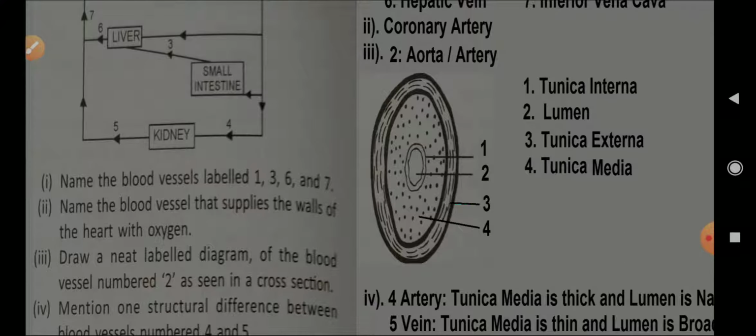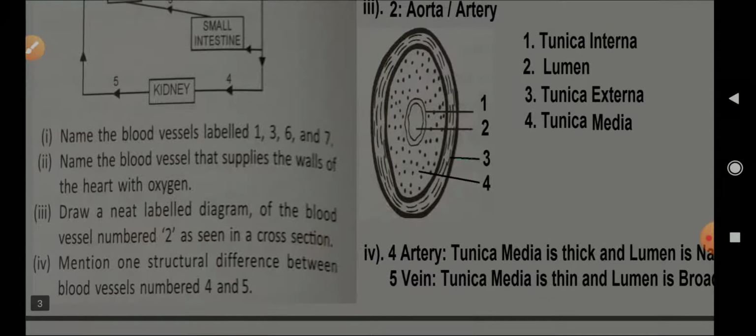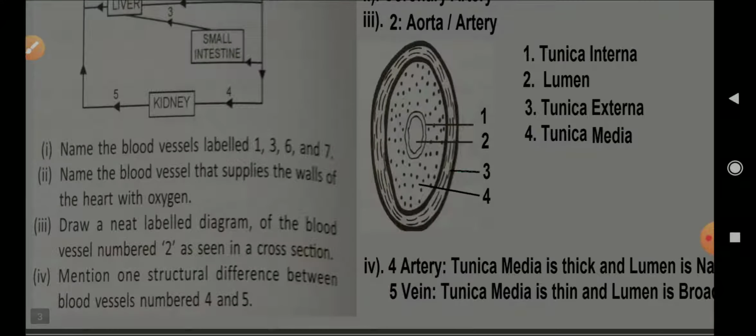So I have just shown the diagram with the label tunica interna, number 1, lumen number 2, tunica externa, that is number 3, and tunica media, that is number 4. Difference between 4 and 5. Fourth one is artery, that is entering the kidney, that is renal artery, and fifth one is coming out of the kidney, that is renal vein.